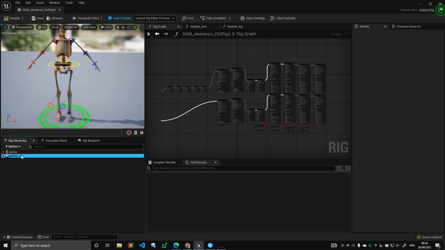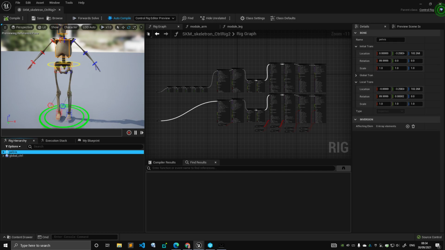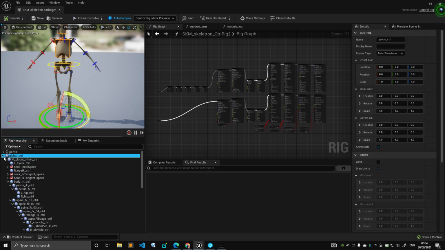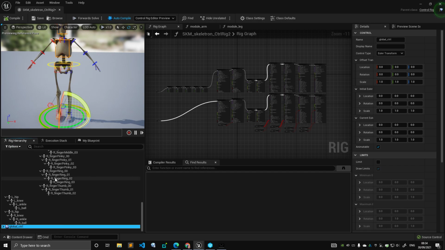Meaning that now we have just a series of controls and the skeleton. The controls are parenting in a certain way. I've described the parenting logic that I'm using, and I'm going to do the same for the arm. And then we have a clean skeleton.